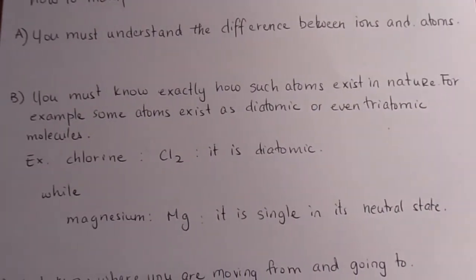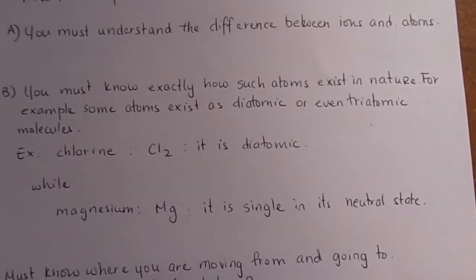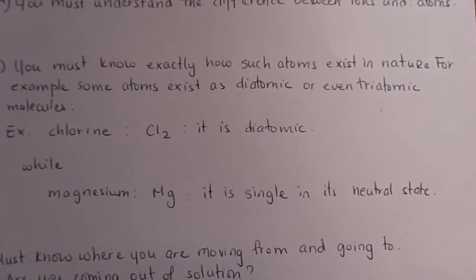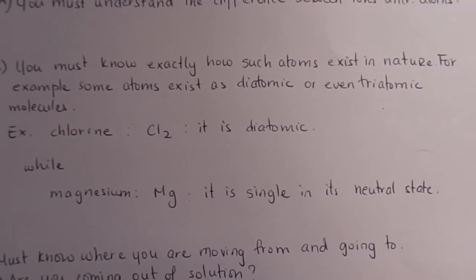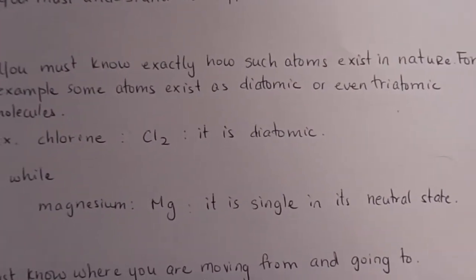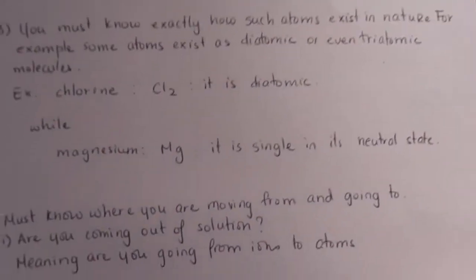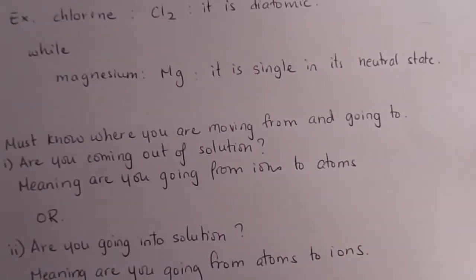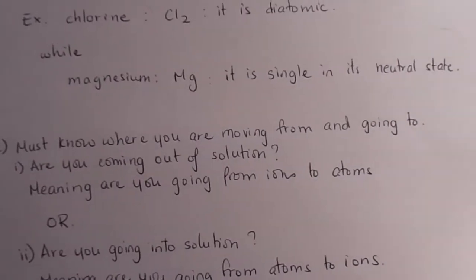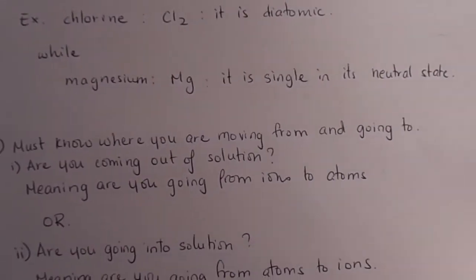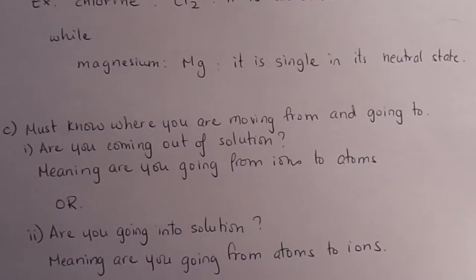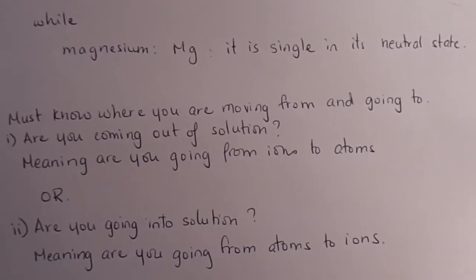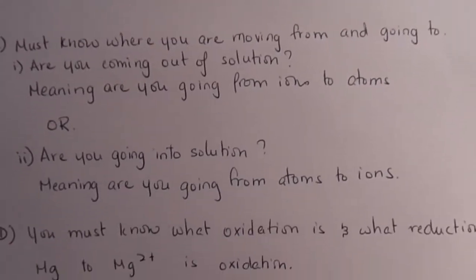While magnesium is single. It is neutral. And magnesium in nature can exist as a carbonate or sulfate, but as a metal, it is just magnesium. You must know where you are going from and going to. Are you coming out of solution, meaning are you going from ions to atoms? Or are you going into solution, meaning are you going from atoms to ions?